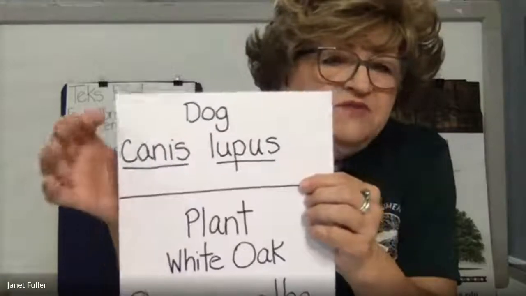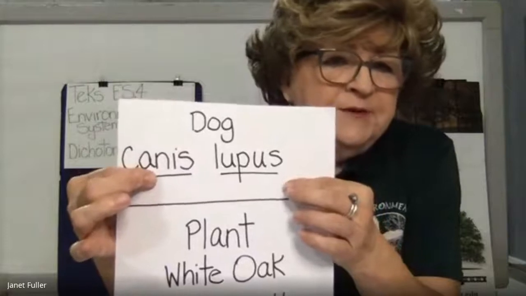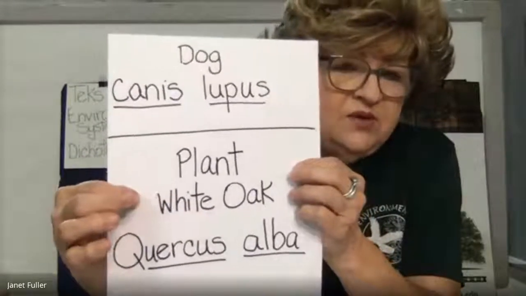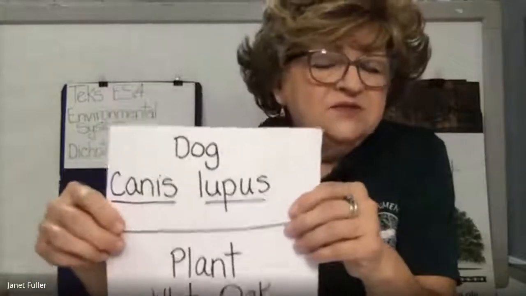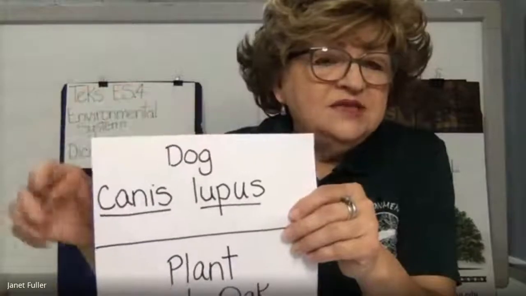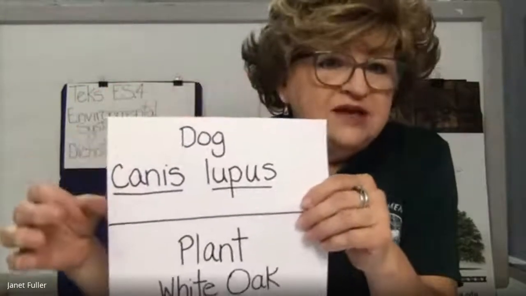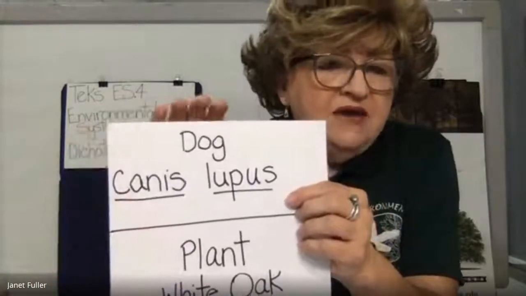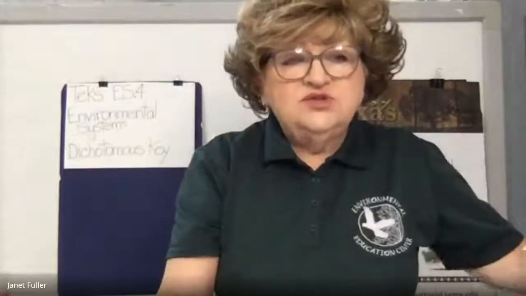So the name for dog is Canis lupus. And I've got one down here for a plant, white oak, and it's Quercus alba. Now, here in Texas, we call a dog a dog. In Mexico, they would call him perro. But all over the world, scientists would call him Canis lupus. So it's a way of having uniformity in naming. It's called binomial nomenclature, which simply means two-name naming.